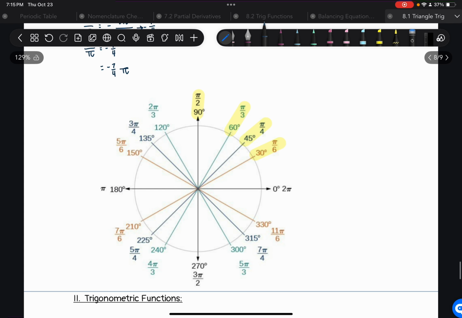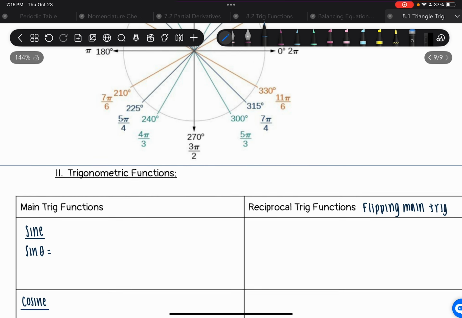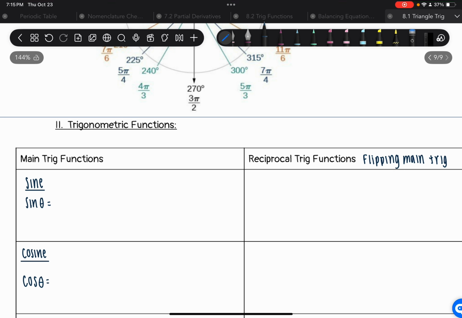So here is our unit circle where we can find a lot of the radians with the degrees. And the 4 I have highlighted are some of the main ones that would be important to know and remember. Okay, moving on to our main trig functions. These are the 6 trig functions.